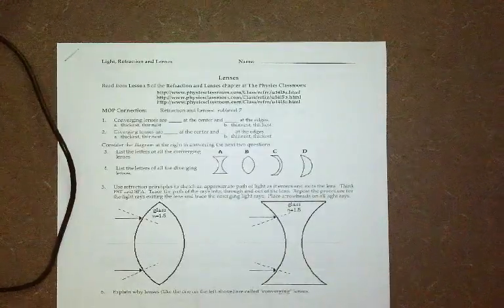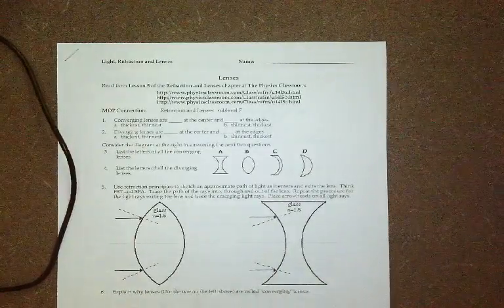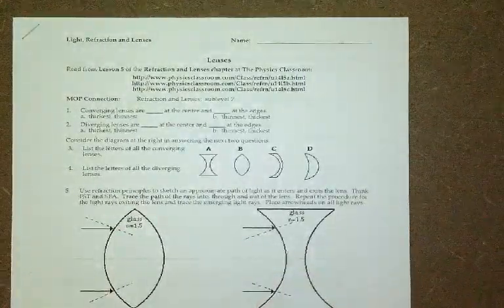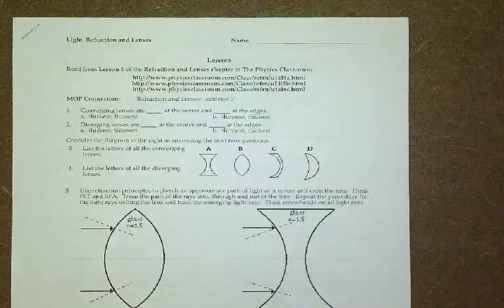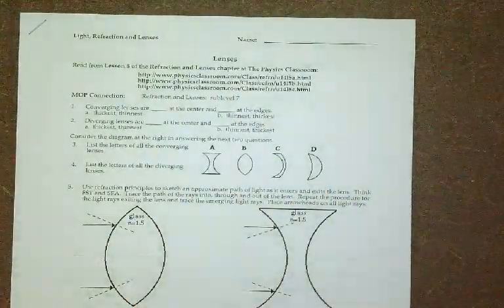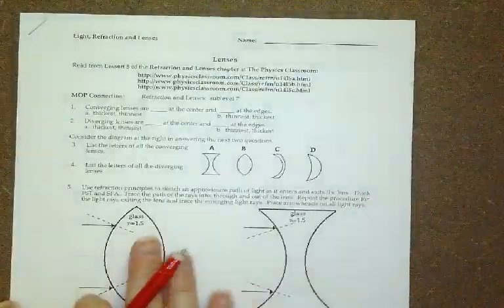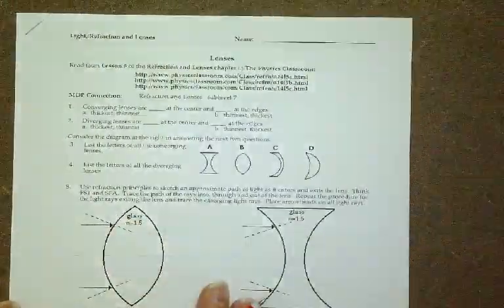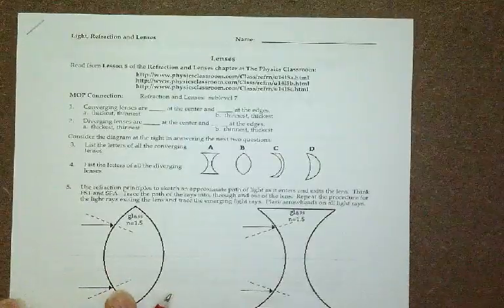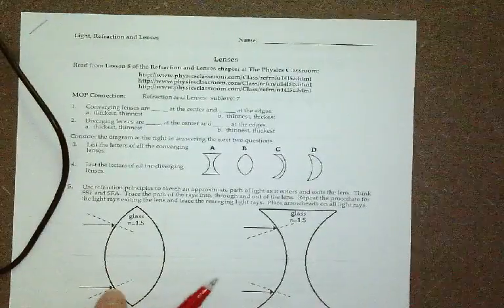Okay, so let's talk about the practice problems for today. All right, this first page, front and back, is mostly conceptual stuff. So they're asking you to identify which type of lenses these are. This one has you drawing just how the light ray is going to bend once it hits that barrier.